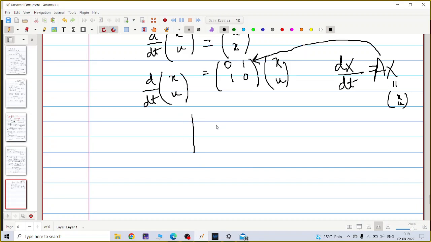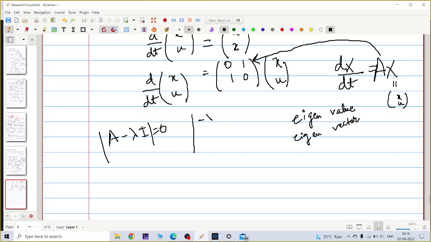Okay, you know eigenvalue, eigenvector? It will be solved using eigenvalue and eigenvector. Yes, I know eigenvalue and eigenvector: the determinant of A minus lambda I equal to 0. We have to solve for which values of lambda this holds. This is lambda squared minus 1 equal to 0, so lambda equal to plus minus 1.